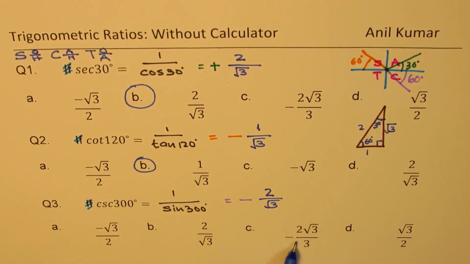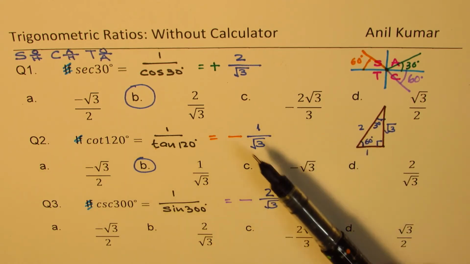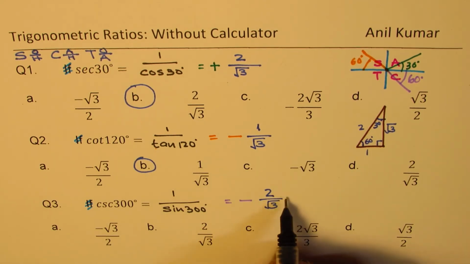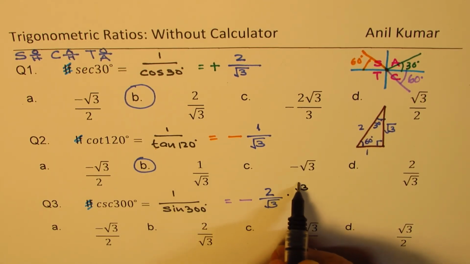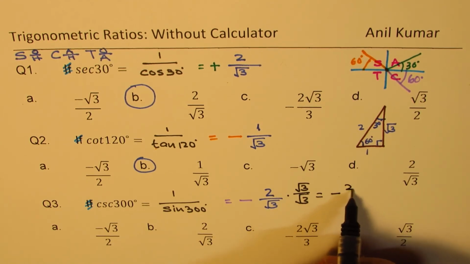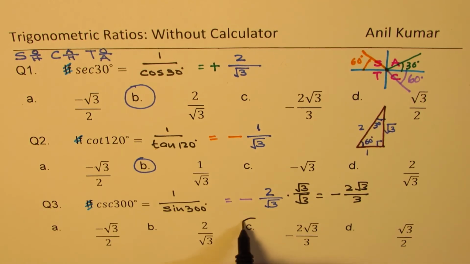But we do not have this option in 4. So it is done with a purpose. In previous two examples, we have square root 3 in the denominator. Here also we have square root 3 in the denominator. However, we do not have this option here. Normally, what you should do here is you need to rationalize. So we'll multiply and divide by square root 3. So when you do that, you get minus 2 square root 3 over 3 as your answer, which is option C for us.